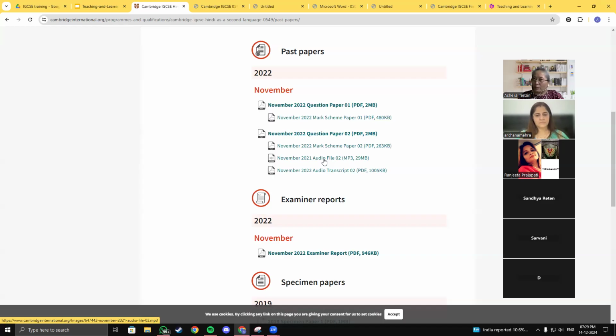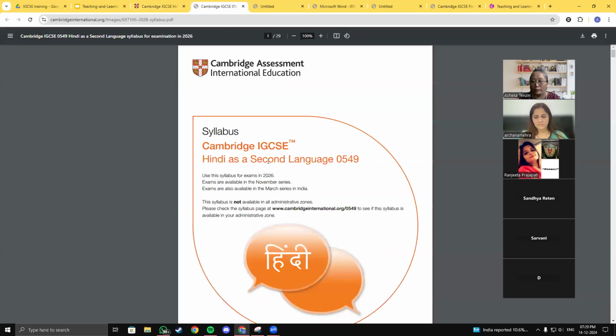Once the students listen, you can play the same audio file twice, not more than 2 times. So there are certain rules and regulations about the listening exam, and that would be given in your syllabus, which is this.